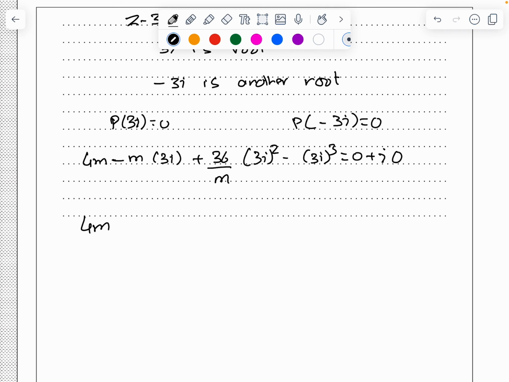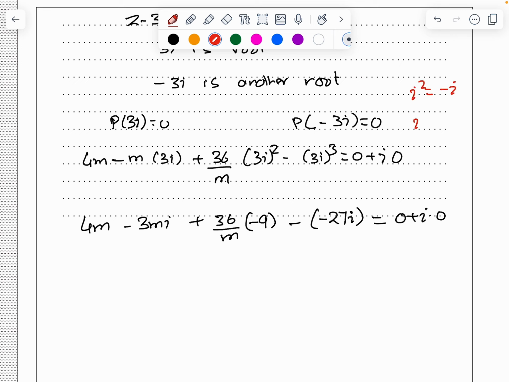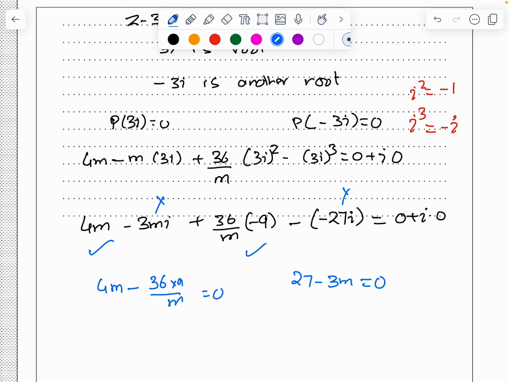So what does that become? 4m minus 3mi plus 36 upon m times minus 9, since (3i) squared is minus 9. (3i) cubed will be minus 27i, equals 0 plus i times 0. The reason is i squared equals minus 1 and i cubed equals minus i. From there, equate the real parts. This is the real part and this is the real part. So 4m minus 36 times 9 upon m equals 0. Imaginary parts: 27 minus 3m should equal 0.